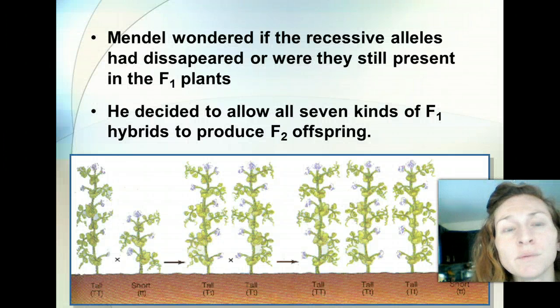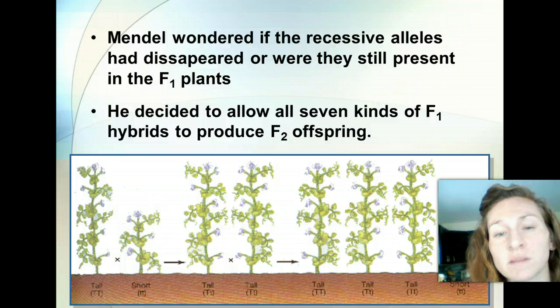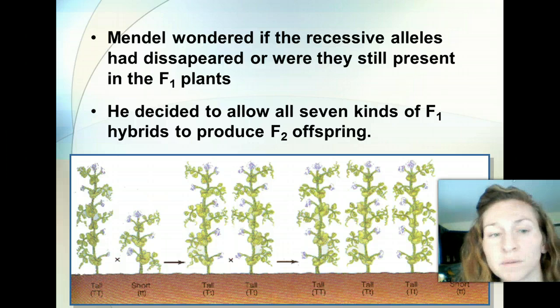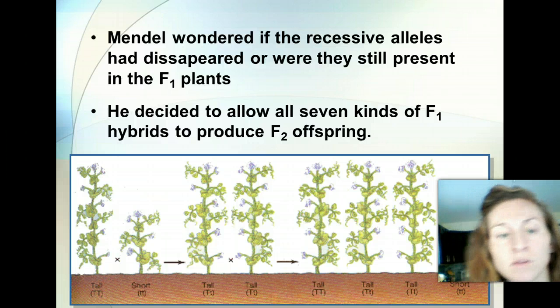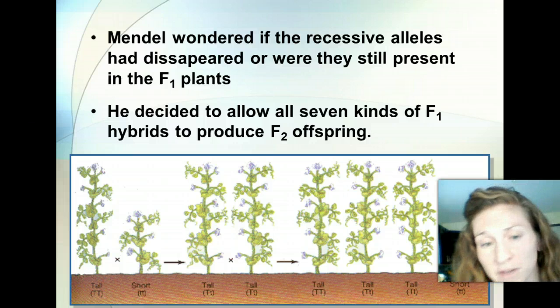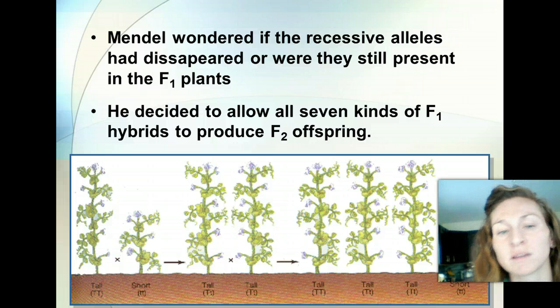All right, now Mendel wondered if the recessive alleles had disappeared or if they were still present in the F1 plants, or basically the offspring of the parent generation. So he decided to allow F1 hybrids, those are offspring from two different parents, to produce their own offspring. So they're called the F2 generation because they are the second set of offspring.